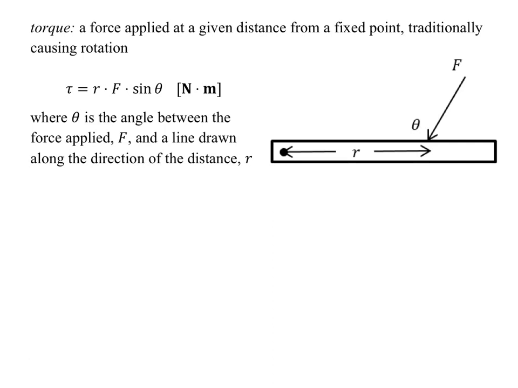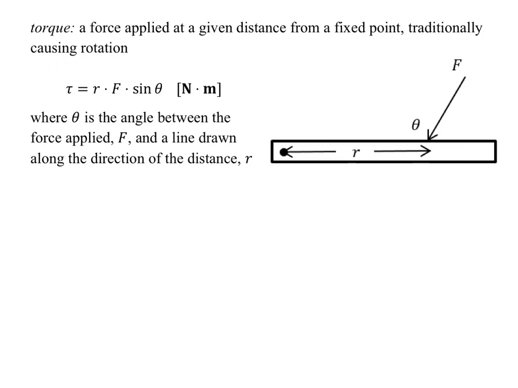This is just a general definition I gave here. Force applied at a given distance from a fixed point, and this traditionally causes a rotation. Now, we're assuming that it's a pin joint right here. There's a pin or a rod going through here, like into the page or out of the page, and this is able to swing freely. This object would traditionally rotate.